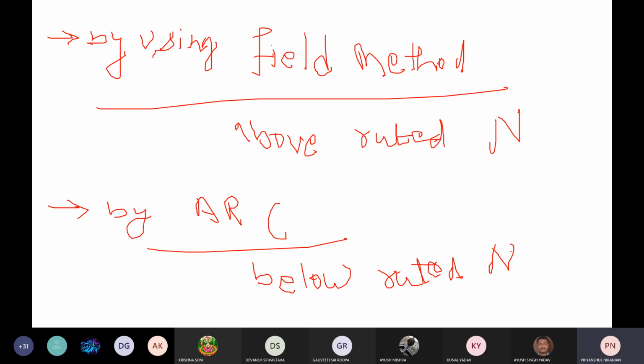ओके, कोई डाउट हो तो पूछो। हेलो, बोलो। Yes, sir.